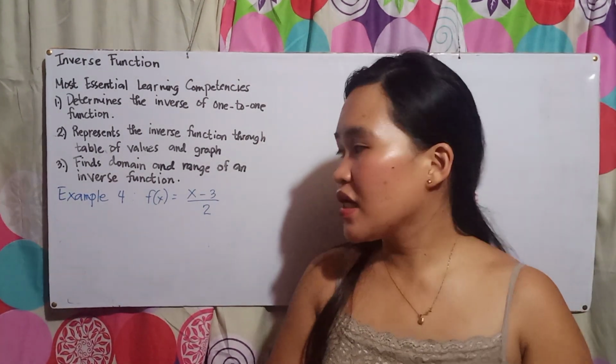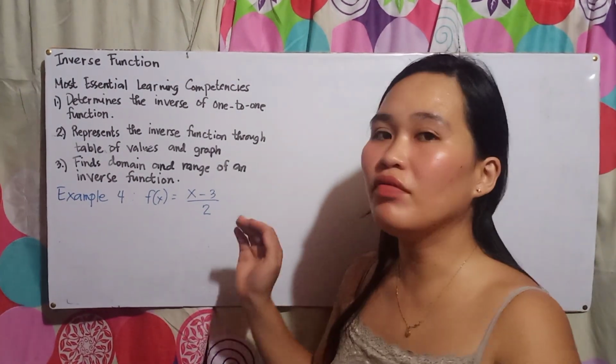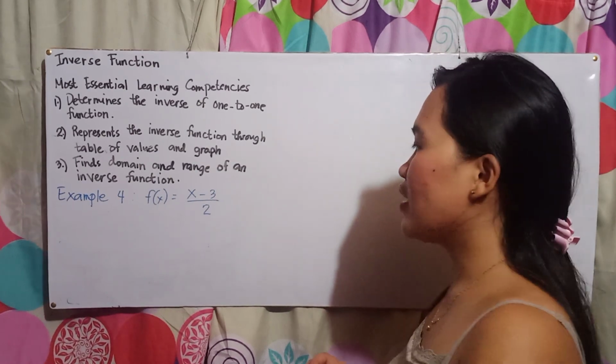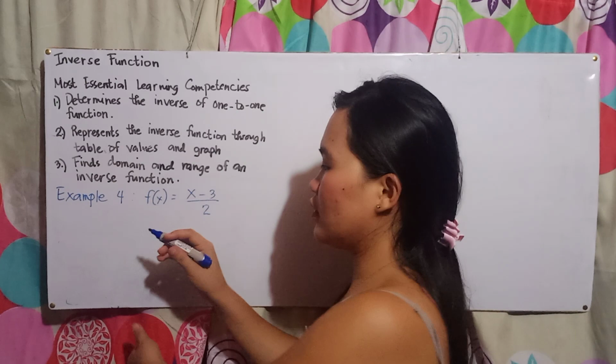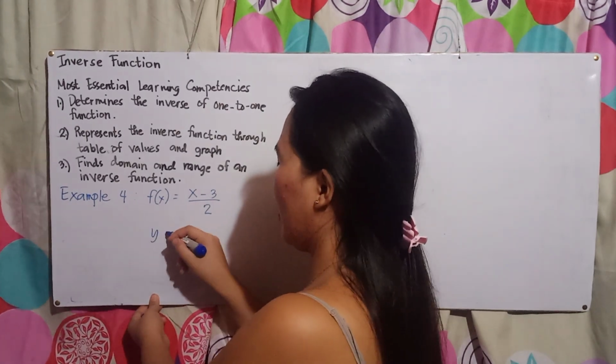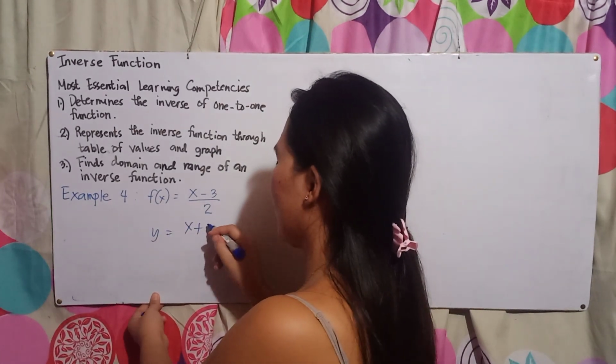Okay, so let's proceed to example 4. The given function is f of x equals x minus 3 over 2. Take note, f of x is also known as y. So, copy.